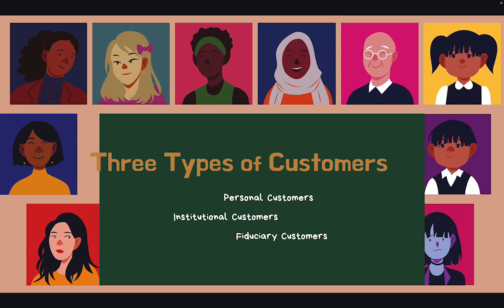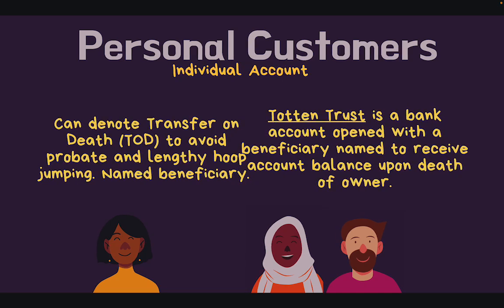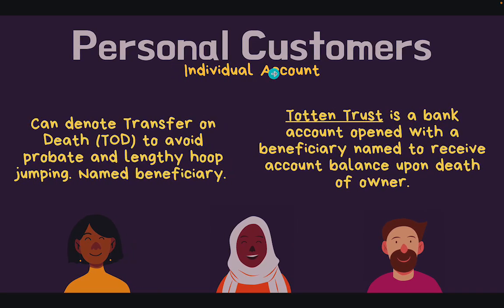There are three types of customers. There are personal customers, institutional customers, and fiduciary customers. Okay, so personal customers are going to have individual accounts, and they can denote a transfer on death, which is a TOD, and this avoids probate and lengthy hoop jumping. So they have a named beneficiary.